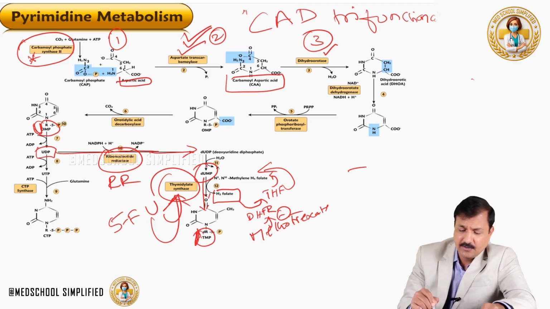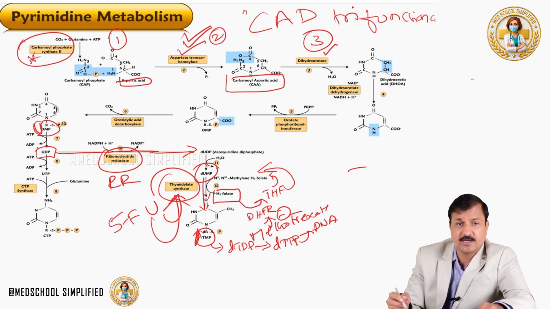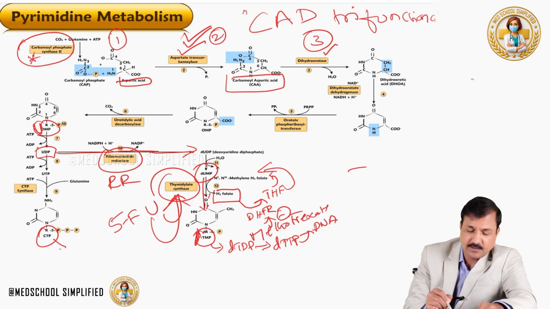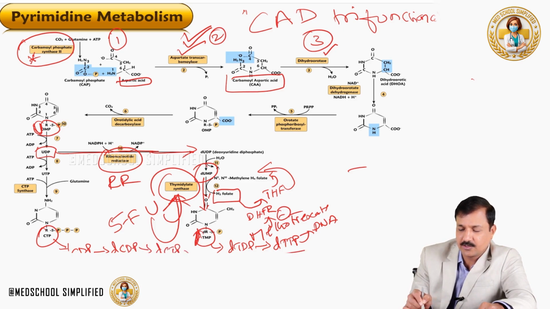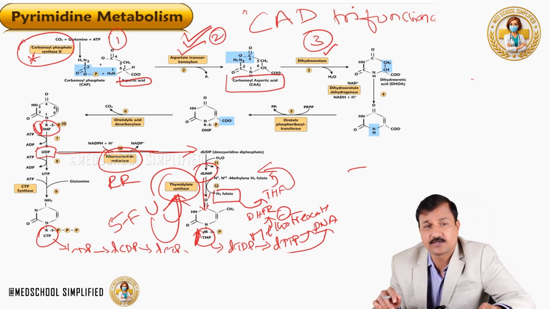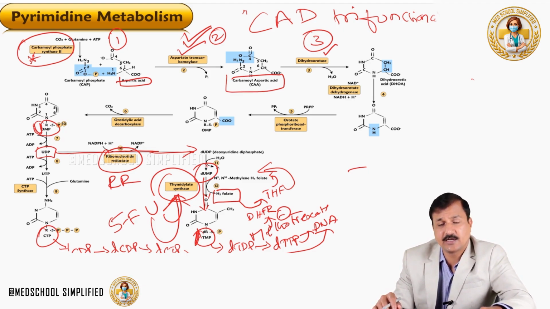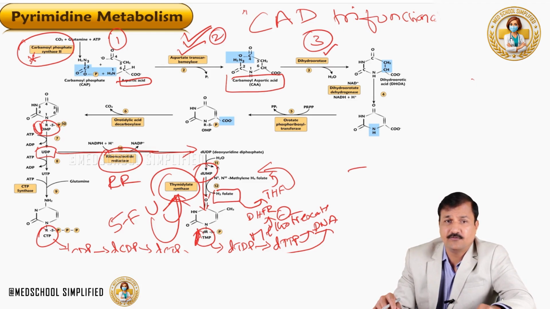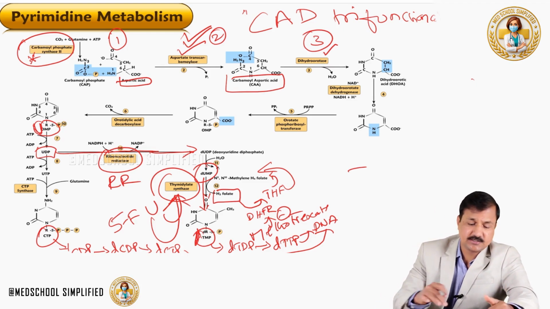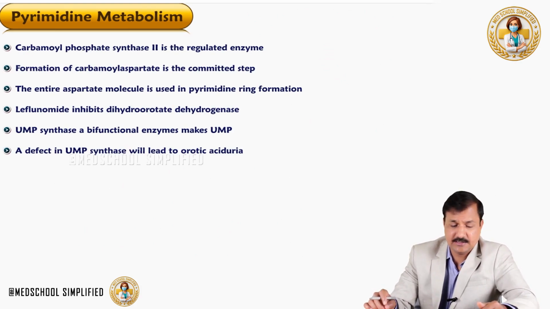Once you get dTMP, you can convert that into dTDP, and that dTDP can be converted into dTTP, and that can go into DNA formation. What about deoxycytidine triphosphate? So CTP here is converted to CDP, and CDP into dCDP, done by ribonucleotide reductase, dCDP into dCTP, and that dCTP can go into DNA synthesis. So thymidine triphosphate and cytidine triphosphate go into DNA formation. So like this, pyrimidines are synthesized for both RNA and DNA synthesis.